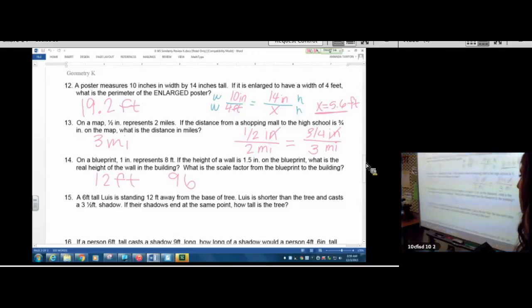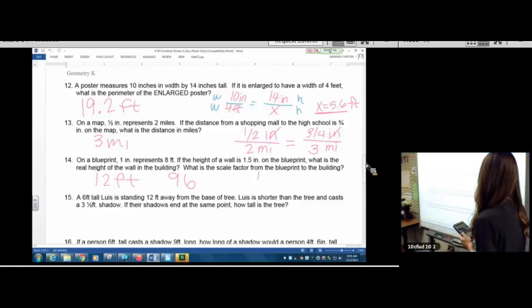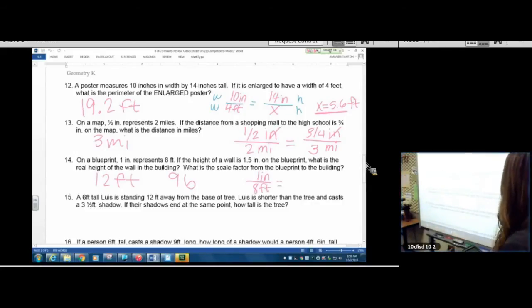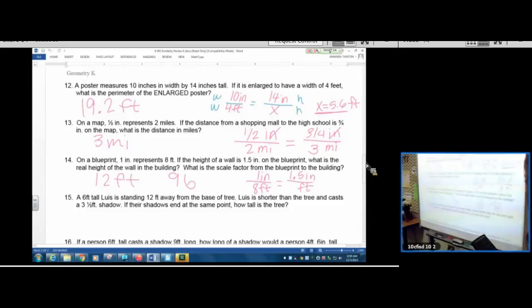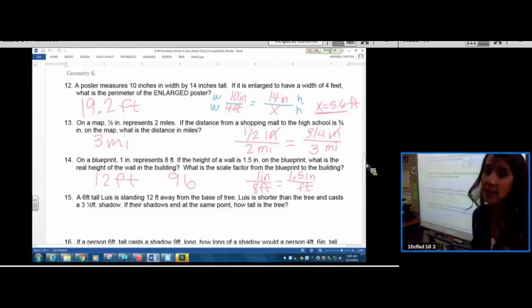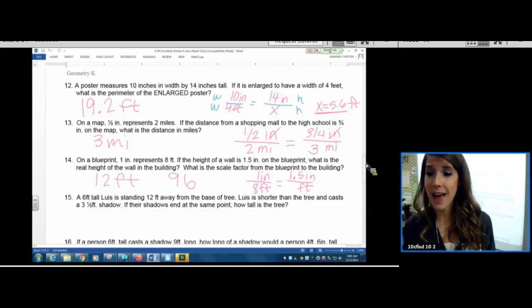14. On a blueprint, 1 inch represents 8 feet. If the height of the wall is 1.5 inches, what is the height of the real wall in the real building? So we cross multiply that and we get 12. I'm not worried about you doing that. I'm worried about you getting the correct scale factor.